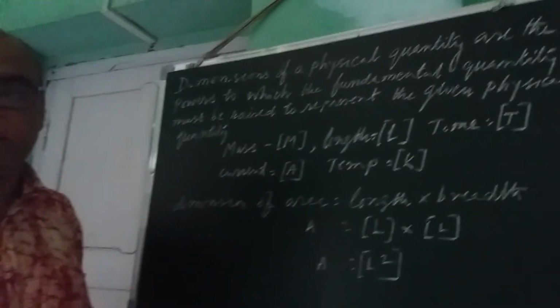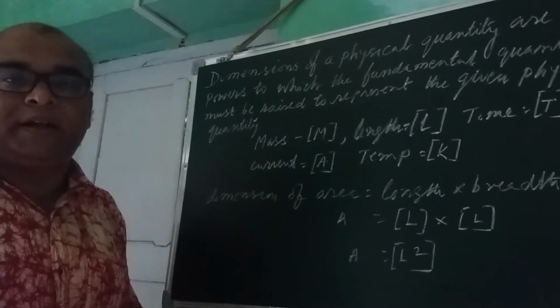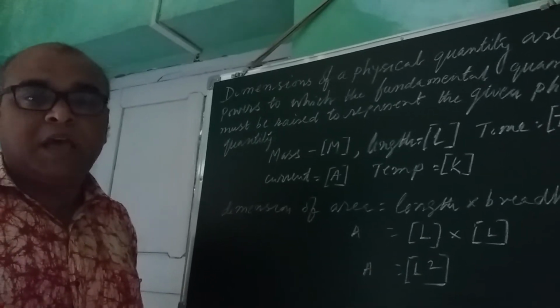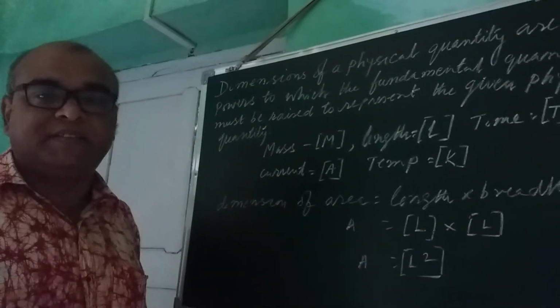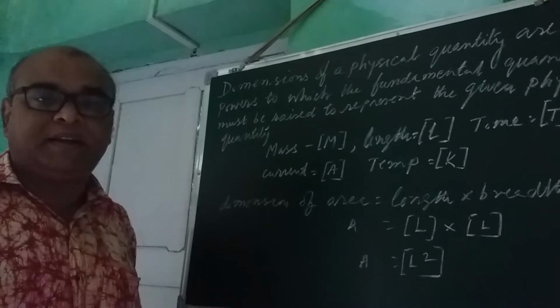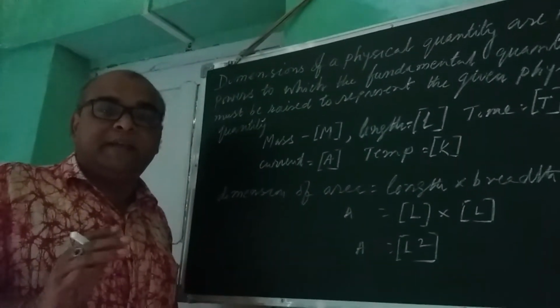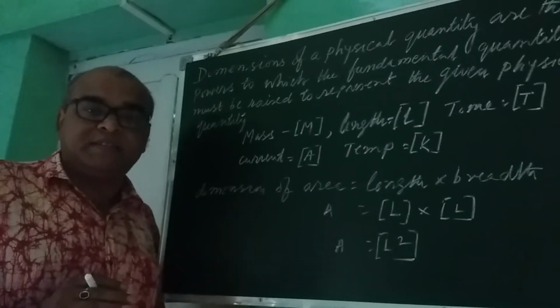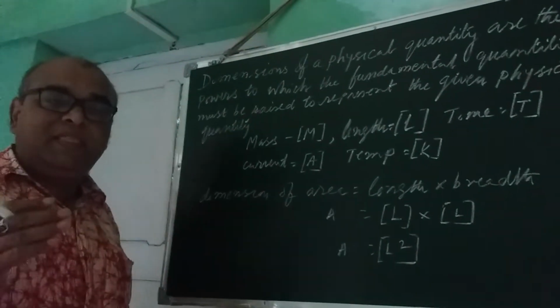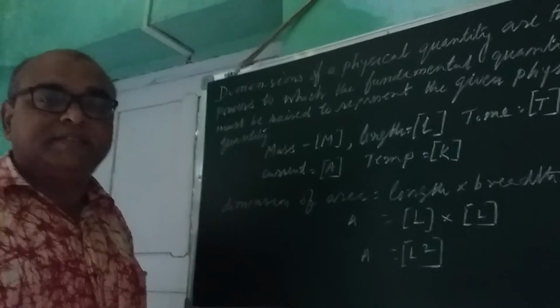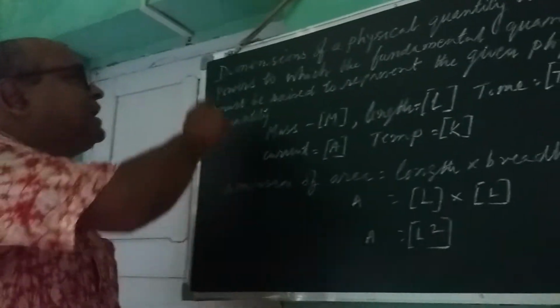What is the unit? For any physical quantity, we always fix some standard measurement, and that standard measurement is called the unit. There are two types of unit: one is fundamental unit and another is derived unit. In that fundamental unit, there is one called the dimension.